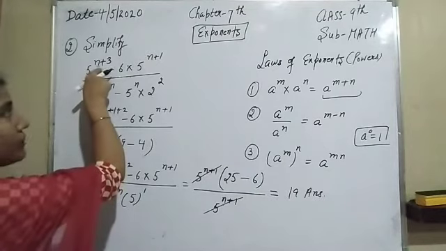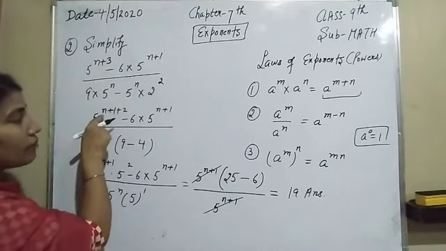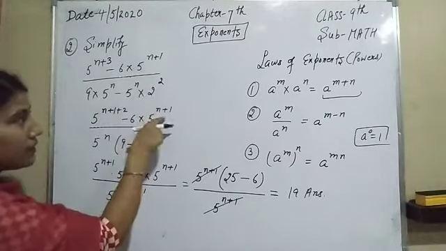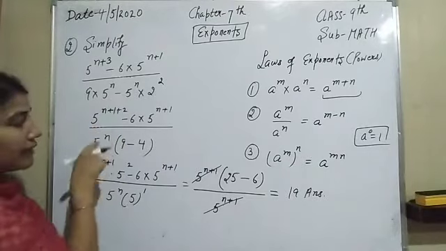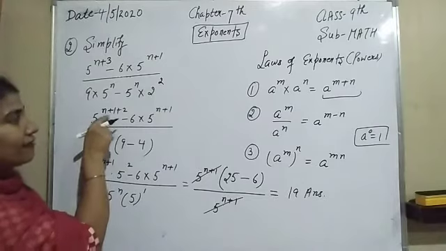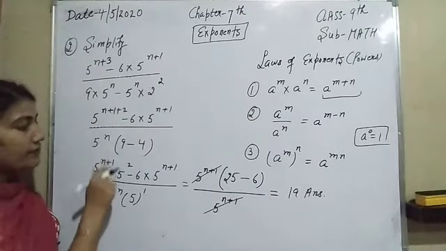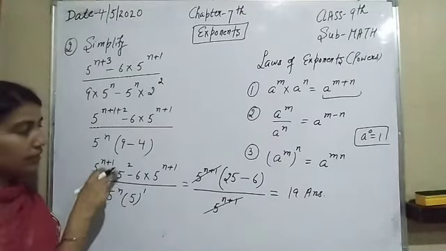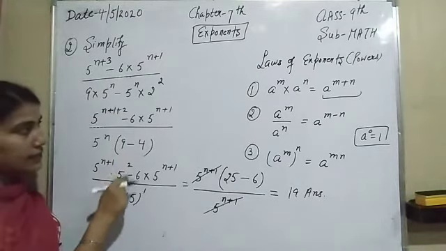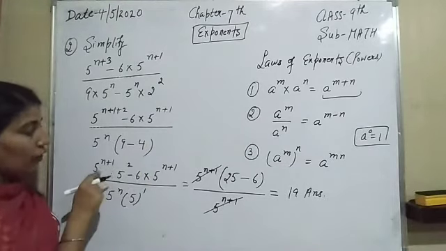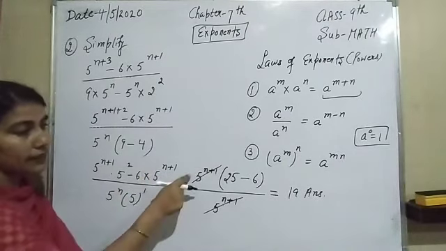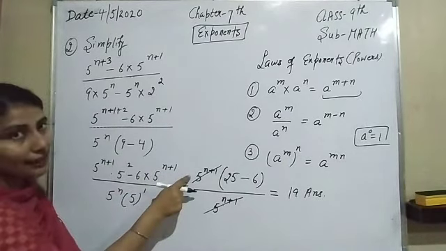Now here is 5 raised to power n plus 3, and I have written it in this form, n plus 1 plus 2. Here is minus 6 multiplied by 5 raised to power n plus 1. In the denominator part, 5 raised to power n is common. Here is 9, here is 2 square, 4. Now 5 raised to power n plus 1 into 5 square, because when the bases are same then powers can be added. So we can write it in the form of this minus 6 into 5 raised to power n plus 1. Now here is 5 raised to power n plus 1 and here is also 5 raised to power n plus 1.